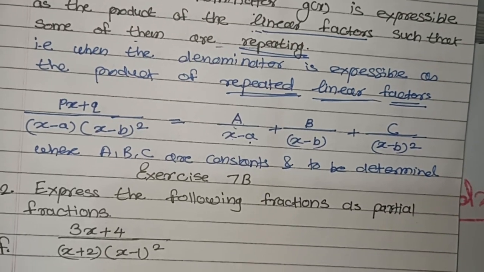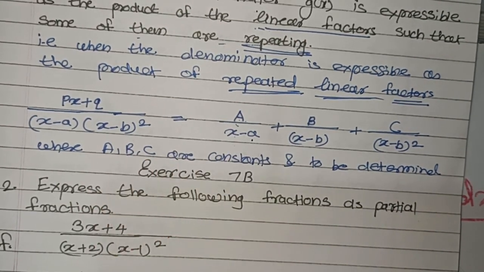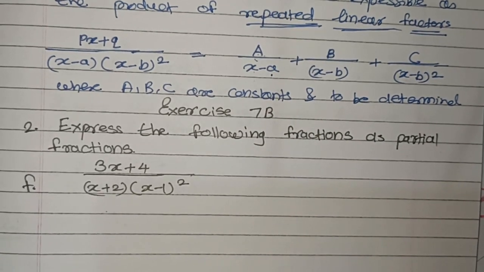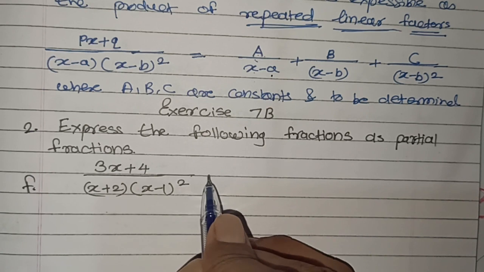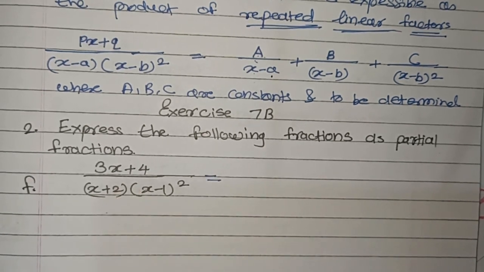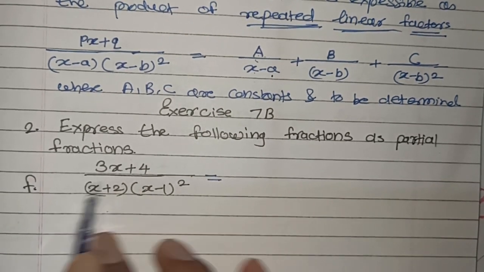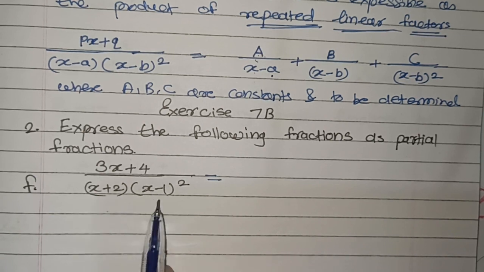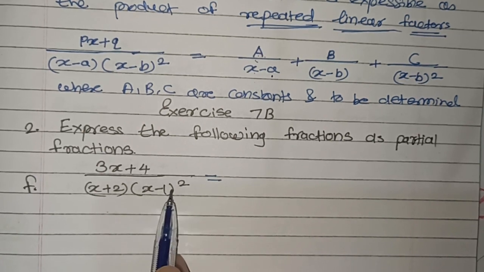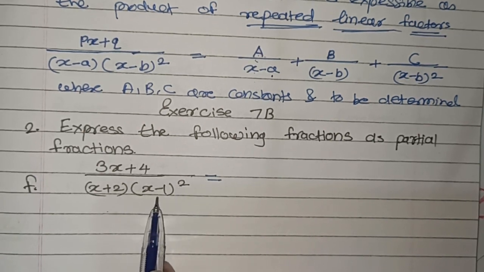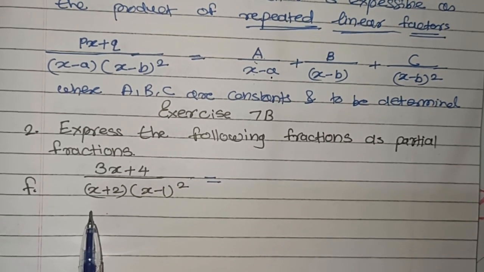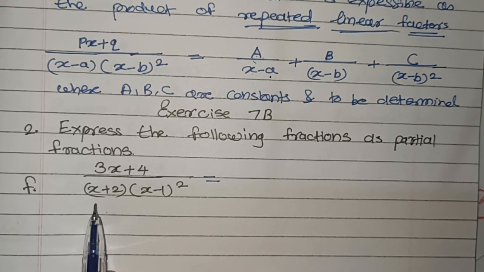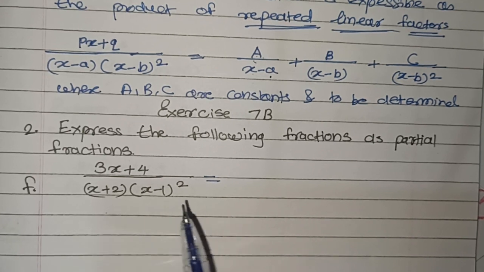So let us start and determine the values of A, B, C. Let us start with an example. Exercise number 7.b, second. Now here we have to write that first observe the denominator. Denominator contains one linear and another as a repeated factor because of the bracket square. So x minus 1 is repeated here. So the denominator contains a product of linear repeated factors.